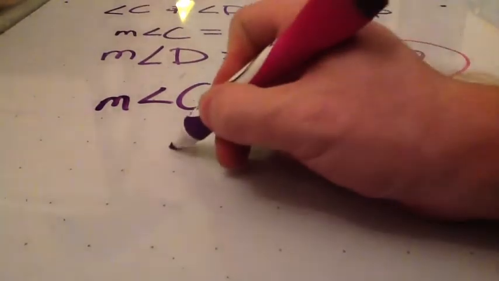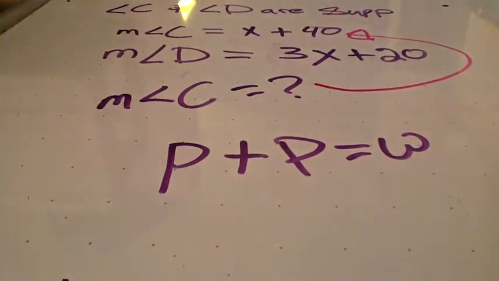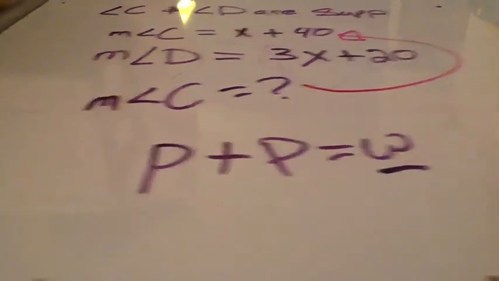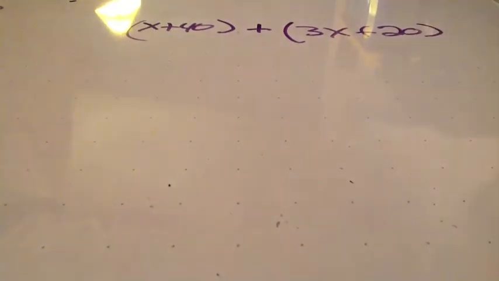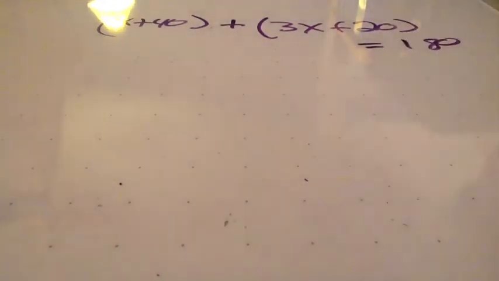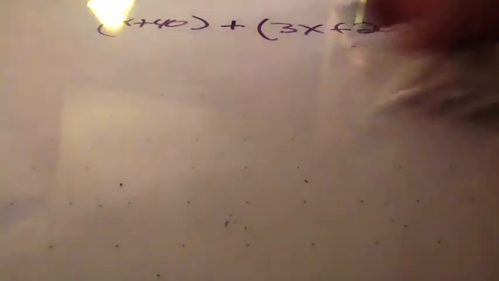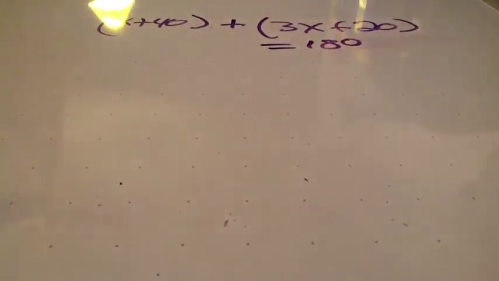And as I've said before, we're going to set this up the same way we set up angle addition. Part plus part equals the whole thing. Let's get over where we have some room to work. All right, let's write this out now. X plus 40 plus 3x plus 20, all of that is going to equal 180. Let's get that where we can see it. Okay, now it's an algebra problem. X plus 40 plus 3x plus 20 is 180.